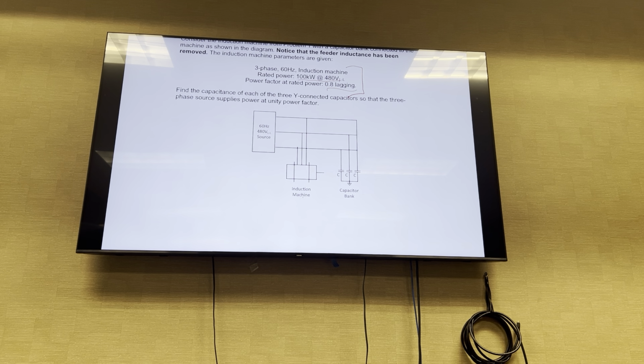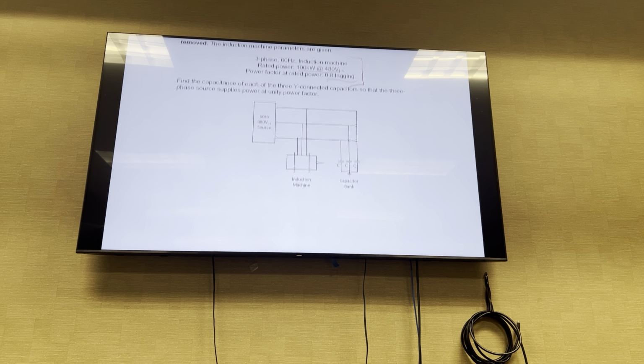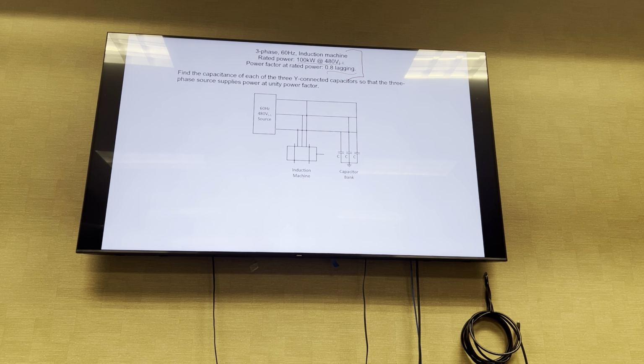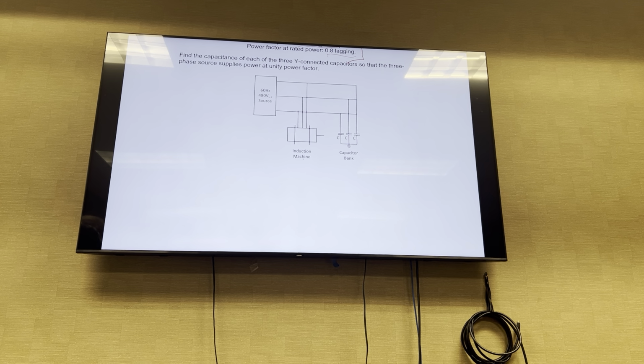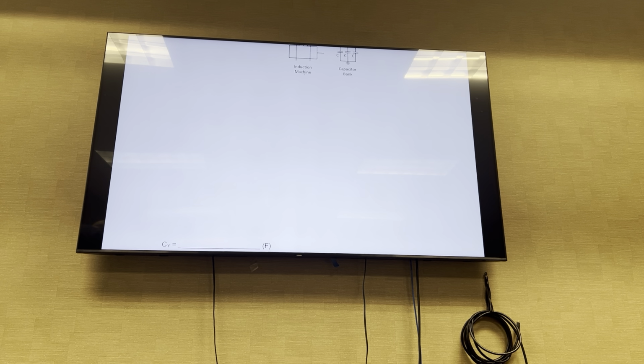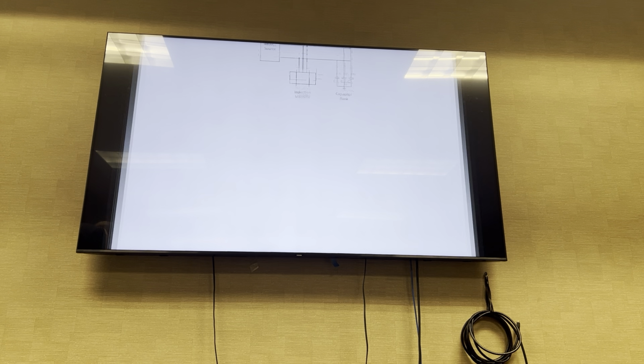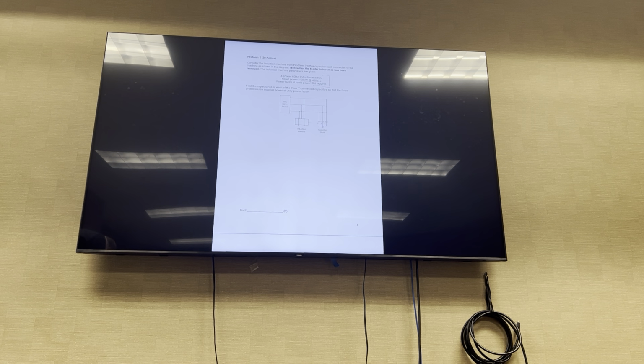And then I want to find the capacitance of the capacitor so that the 3-phase source supplies power at unity power factor. So we always like to draw our equivalent circuit for these problems. So we'll start with that.